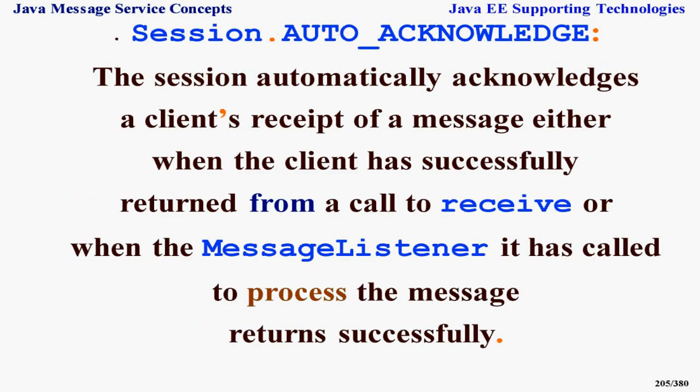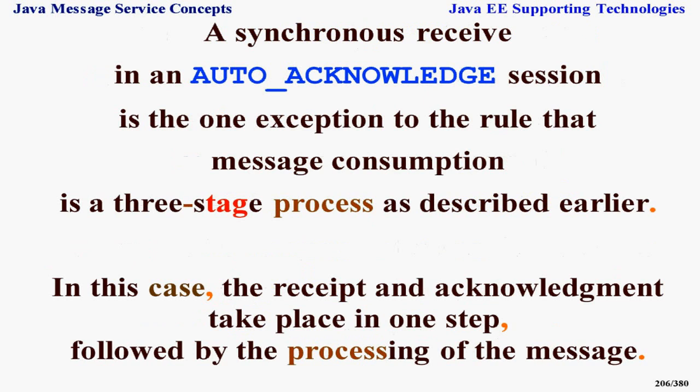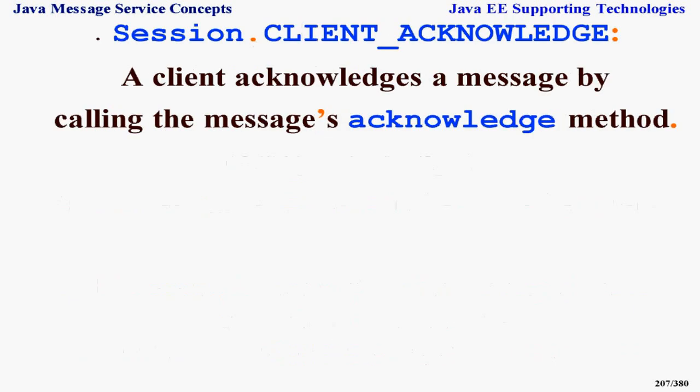Session.AUTO_ACKNOWLEDGE. The session automatically acknowledges the client's receipt of a message either when the client has successfully returned from a call to receive or when the message listener it has called to process the message returns successfully. Asynchronous receive in an auto-acknowledge session is the one exception to the rule that message consumption is a 3-stage process as described earlier. In this case, the receipt and acknowledgement take place in one step, followed by the processing of the message.